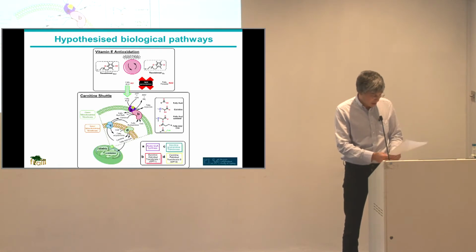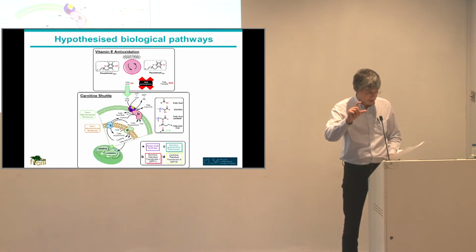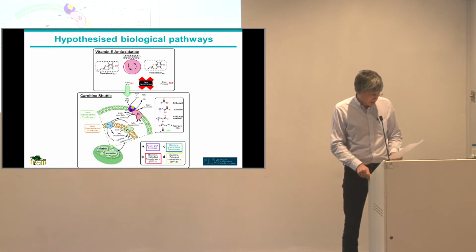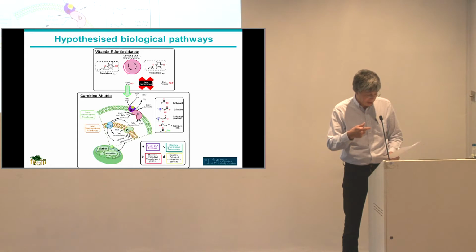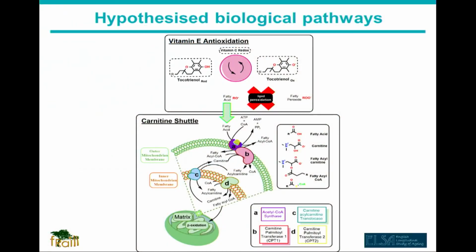the mechanisms that are outlined in these two blocks, the top block is vitamin E antioxidation, the bottom block is the carnitine shuttle. What this shows is the proposed mechanisms that demonstrate how the antioxidant properties of vitamin E analogues, the things that were directly measured, could protect fatty acids from lipid peroxidation within the cell. So with more fatty acid available, the carnitine shuttle, the bottom part of this block, has more substrate that can be processed to produce something called acetyl-CoA, which is vital for energy production.